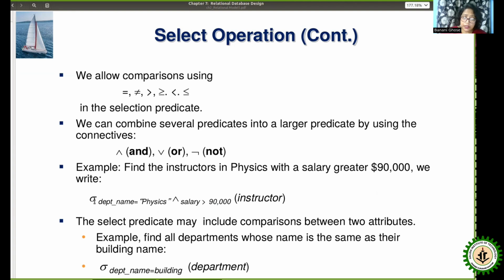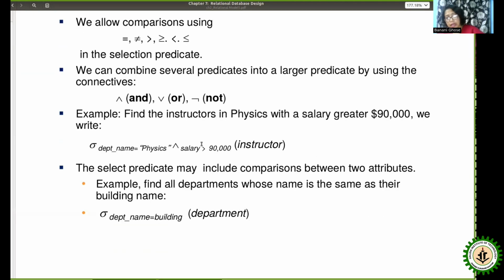So how to write it? Sigma department name is equal to physics, and operator. It is and, see, and then salary greater than 90,000. On which table is it to be run? Instructor table. So it will give you the result: the tuples of those who are working in the physics department and earning more than $90,000.